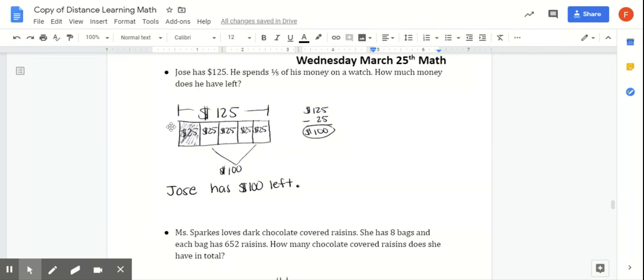Great. So now I've shaded in 1/5 to show that that's how much of his money that he spent. Now, if he spent $25, we're going to figure out how much he has left. See that he has $100 left. You can also show this by doing $125 subtracted by 25, which is the amount that he spent. In conclusion, Jose has $100 left.